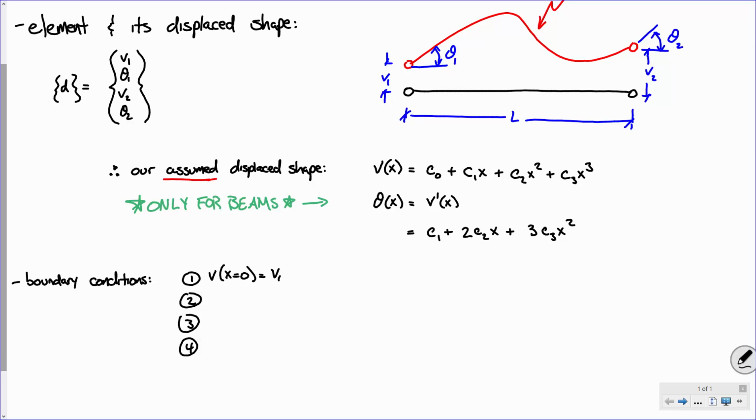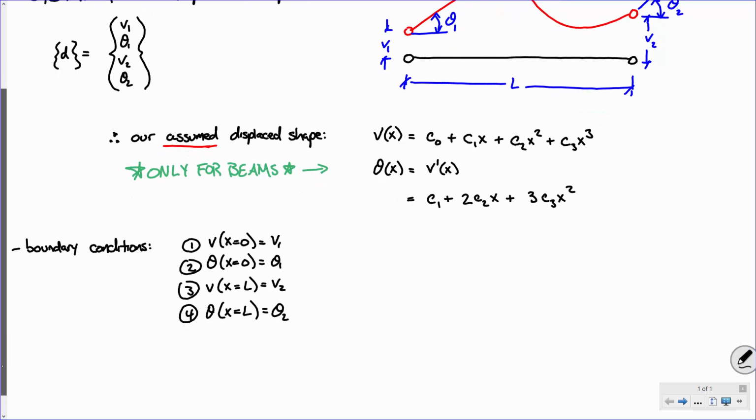Okay, so let's do the next one. Theta at x equals 0 better be theta 1. So you tell me what to write for the next 2. V at x equals L. There you go. At x equals L is V2. And theta at x equals L is theta 2. That's not too bad, right? Simple stuff, right? Let's start evaluating each of these one by one. Sound good?